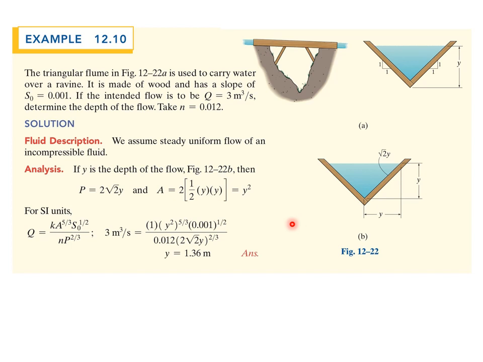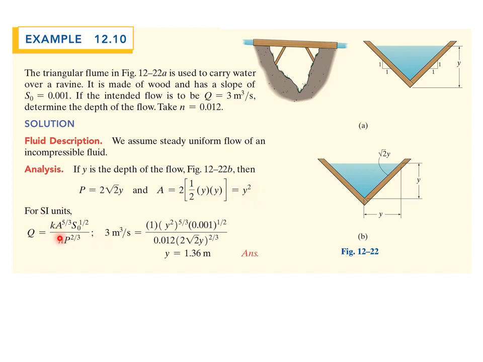So here we're going to assume a steady, uniform flow of an incompressible fluid. We're going to treat water, obviously, as incompressible. If y is the depth of the flow, then from figure 12.2, the perimeter is 2 times the square root of 2 times y. You can kind of follow that: this side here is the square root of 2y, and you have this side and that side, so you just double it. The area is 2 times 1/2 base times height. The height is y, the base is y, and the twos cancel, so it's just y squared.